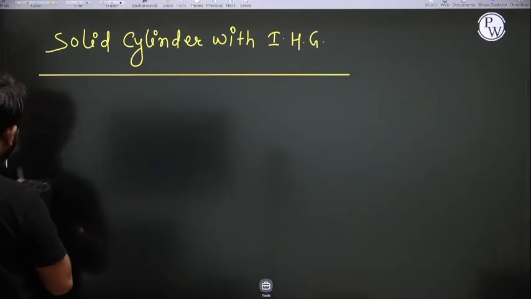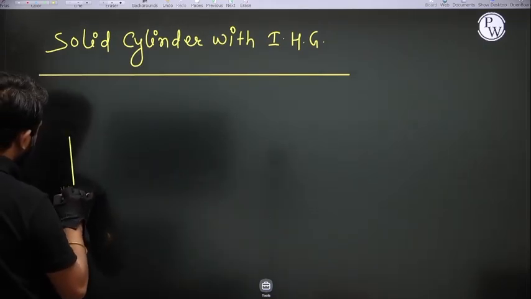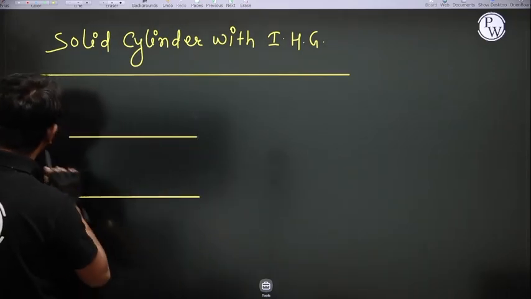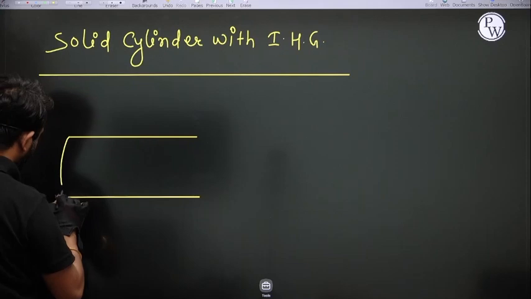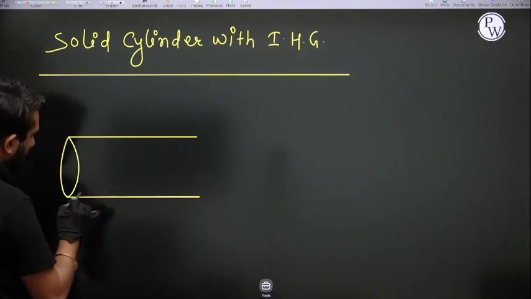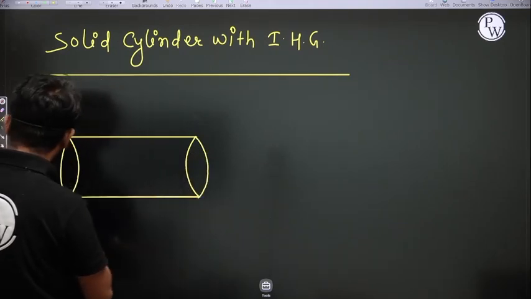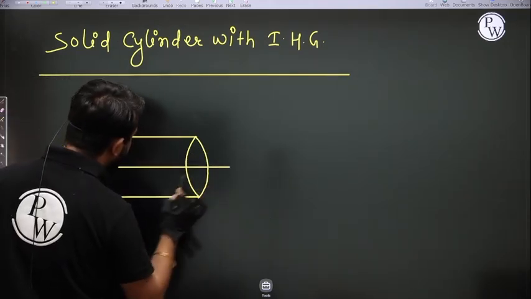Okay, now I am considering a solid cylinder. So let us assume this is a solid cylinder. This is the center line.